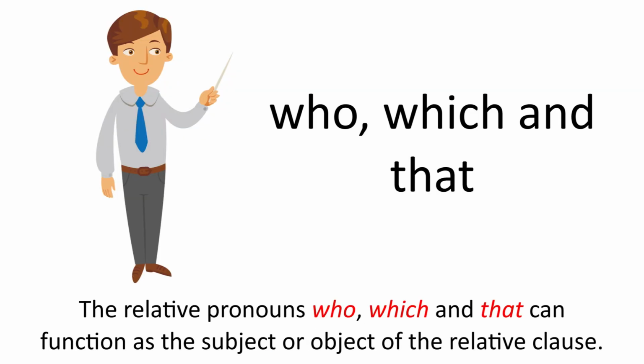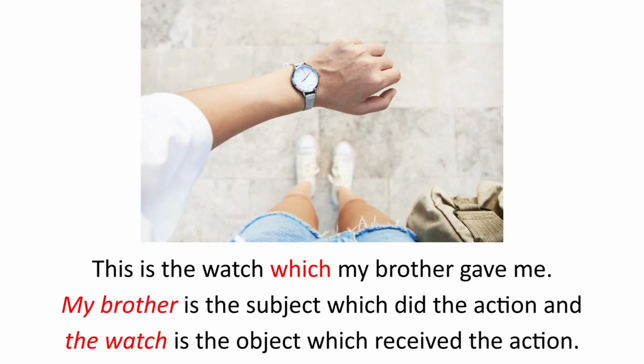The relative pronouns who, which, and that can function as the subject or object of the relative clause. This is the watch which my brother gave me. My brother is the subject which did the action, and the watch is the object which received the action.